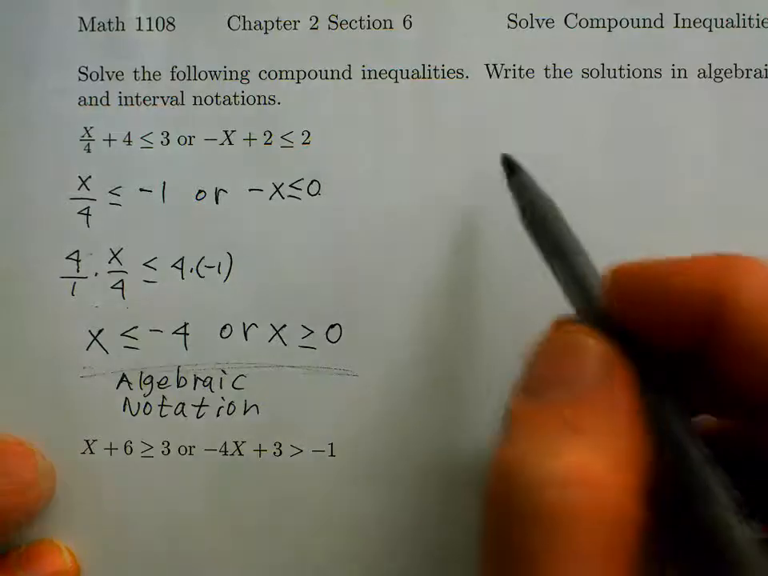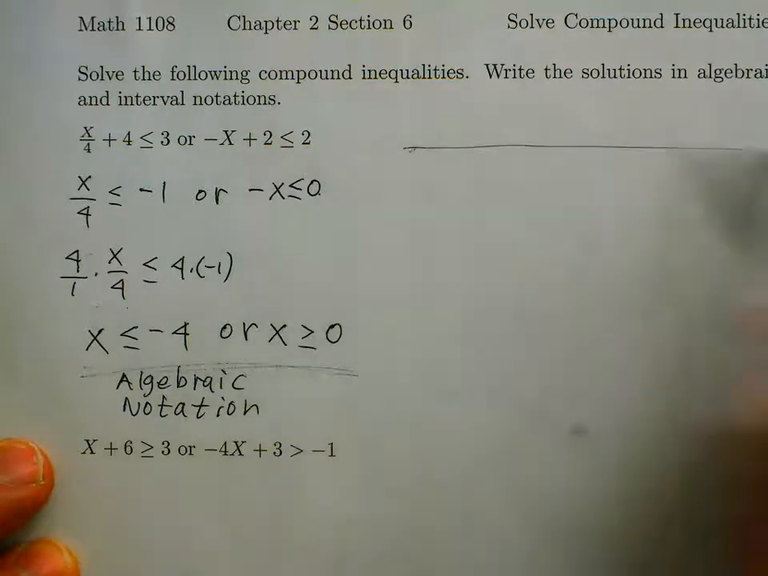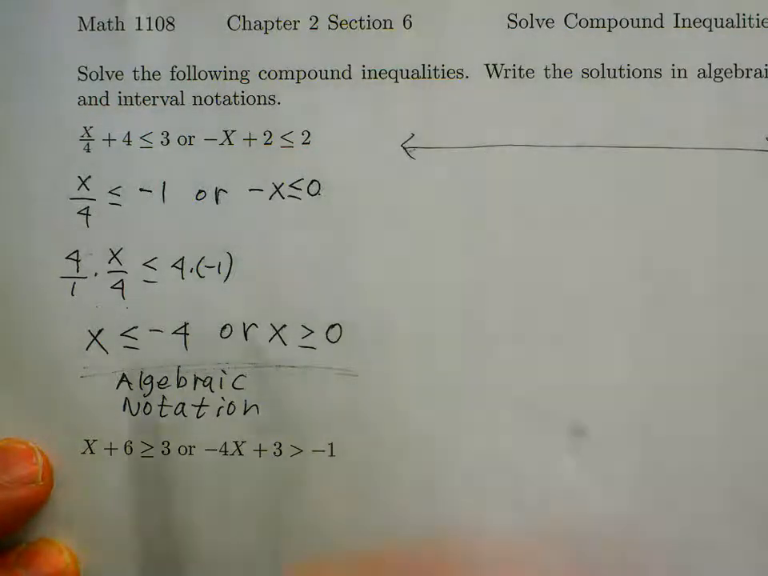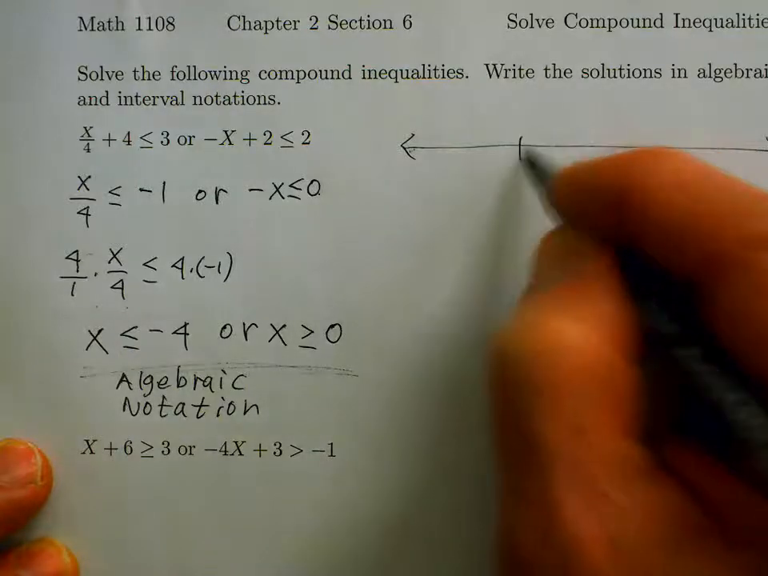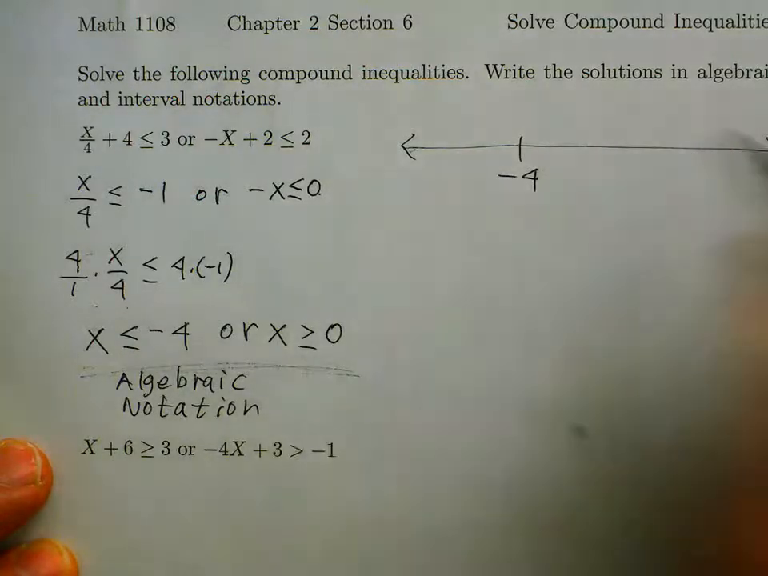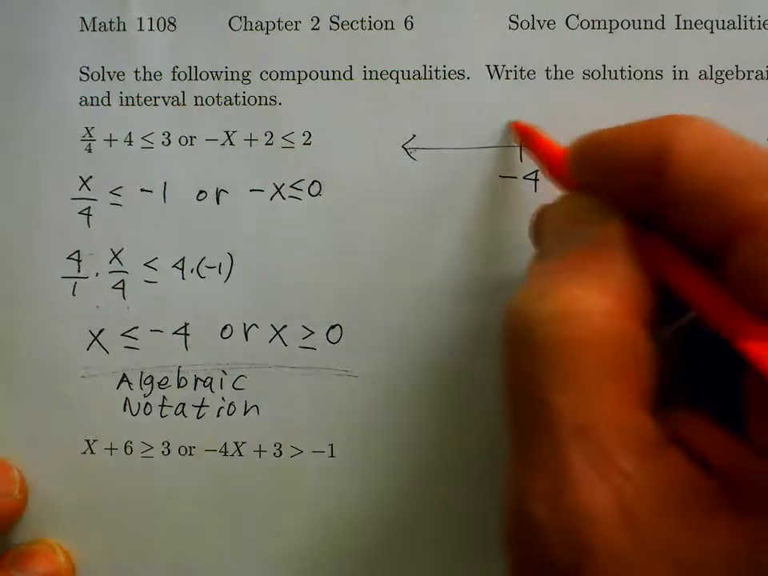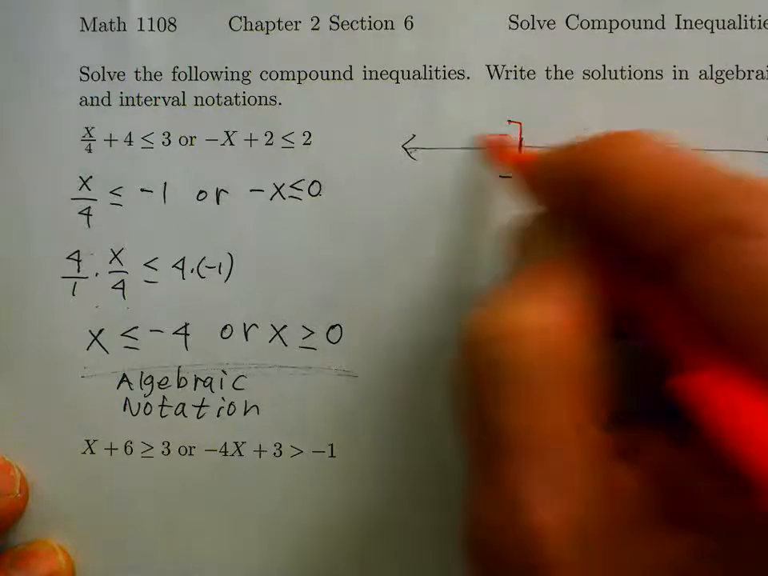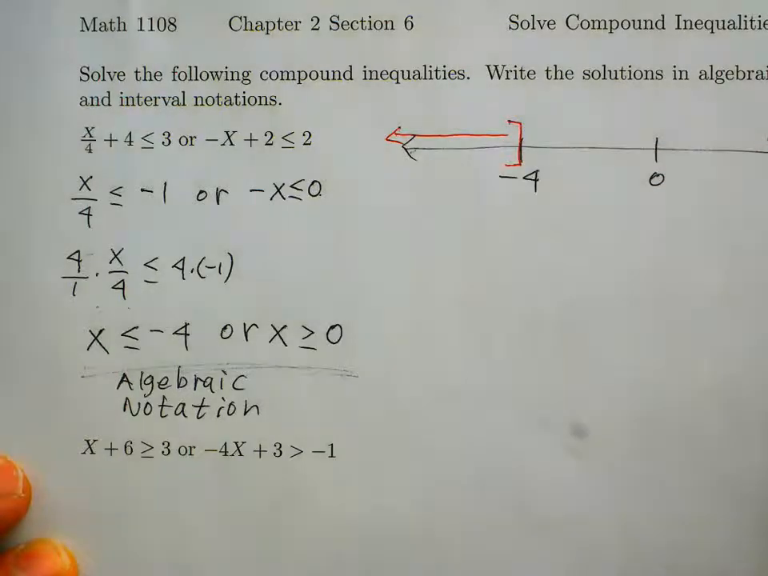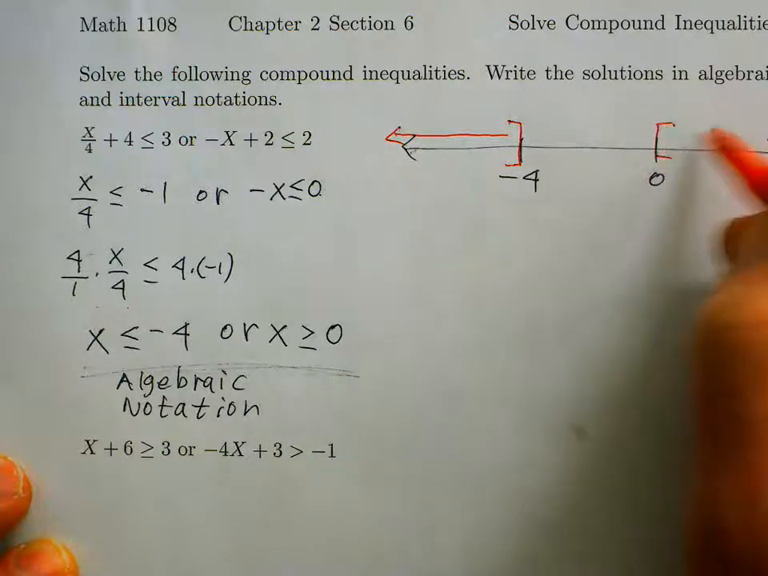Let's go ahead and graph the solution set. X less than or equal to -4. X greater than or equal to 0. So x less than or equal to -4, we have a bracket at -4 and shade to the left. X greater than or equal to 0, we have a bracket at 0 and shade to the right.